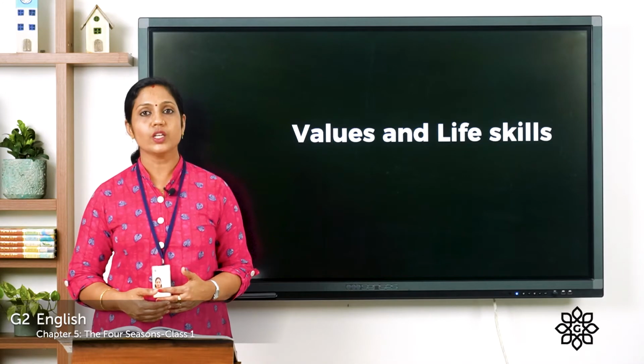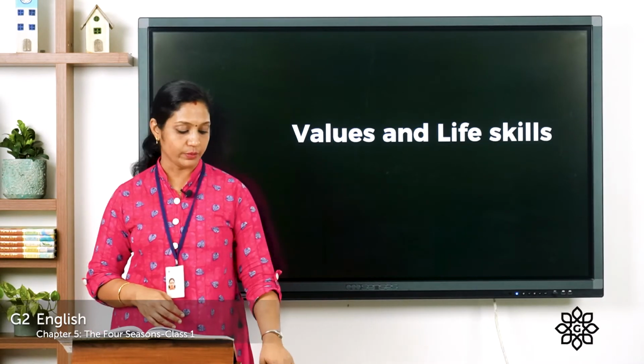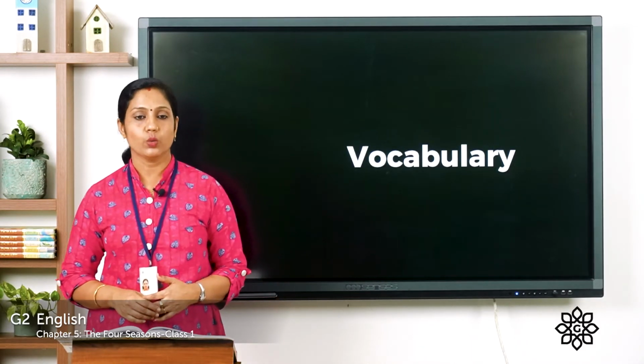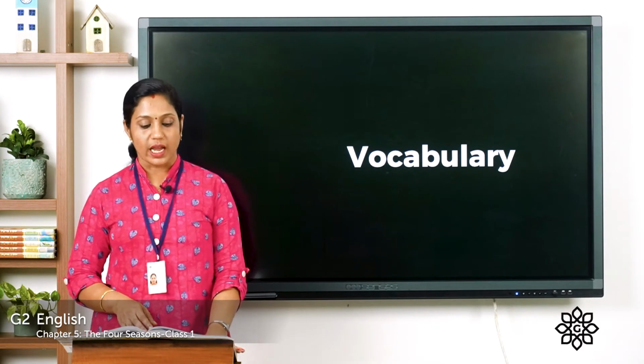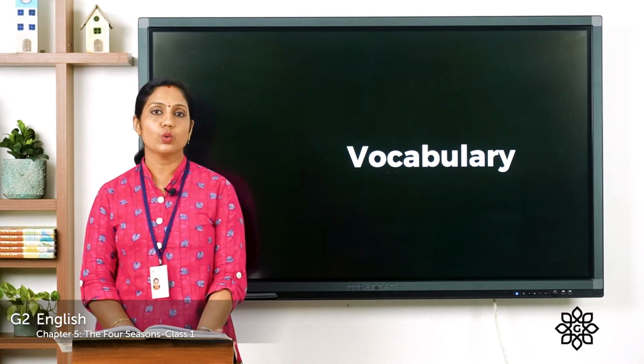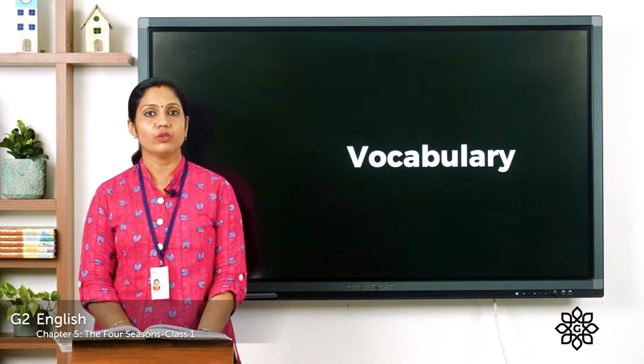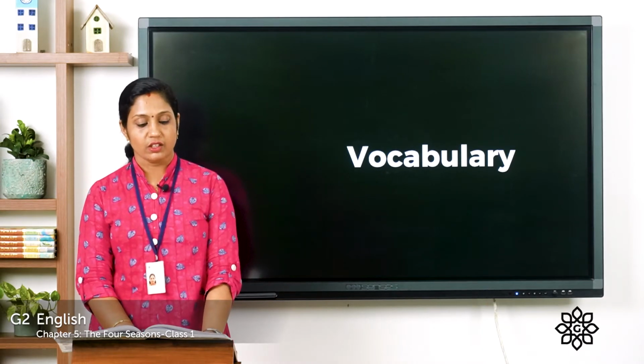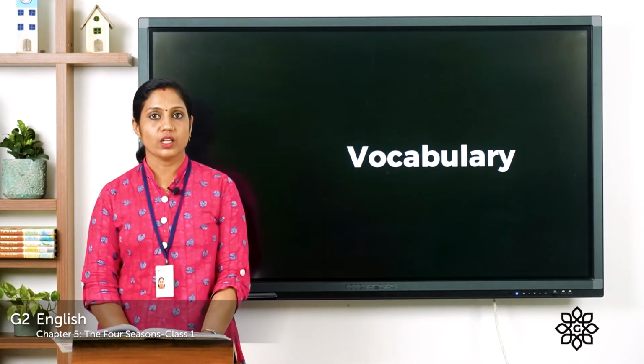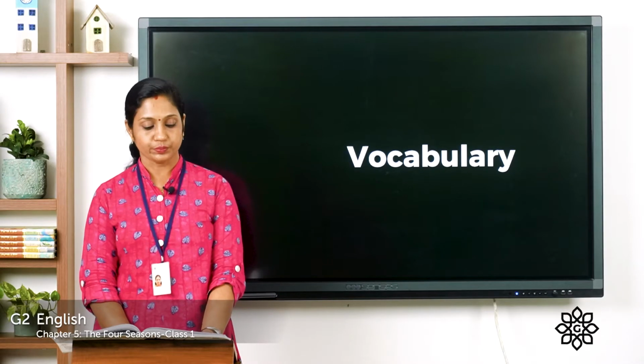So now let's move on to the next one, vocabulary. It's weather words. Read the clues and name the seasons. So some clues are given, and with that we have to name the seasons. The first one, it is very hot. So which season is it very hot?